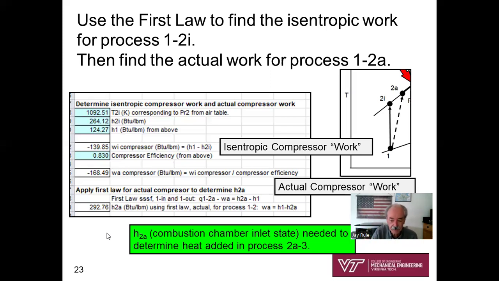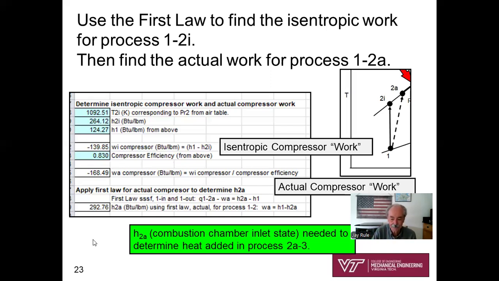But now I'm moving ahead to the combustion chamber, the heat addition process. I need to write the first law for process 1 to 2A. Q net, 0, minus W of the compressor actual equals H2A minus H1. So, solving for H2A, H2A is going to be H1 minus work actual. It's going to be a bigger number than H1, 292.76. Okay, there we go. Here's my statement of the first law. Solving for H2A, I move that over there. H2A is H1 minus W actual. So H2A, we've got it.